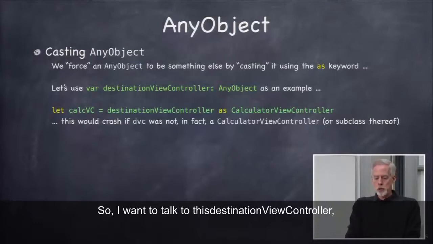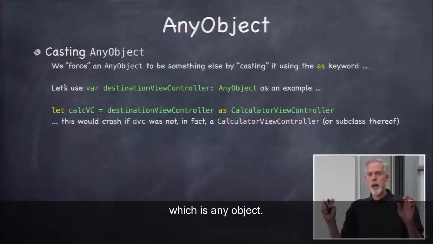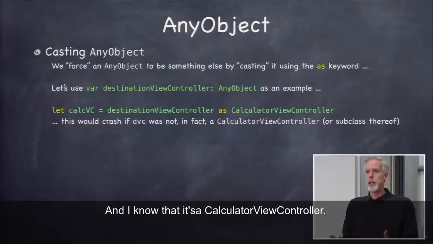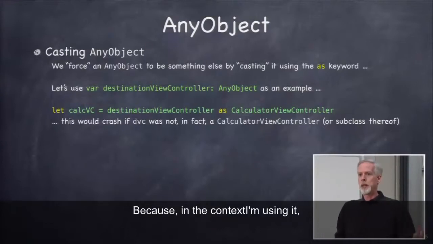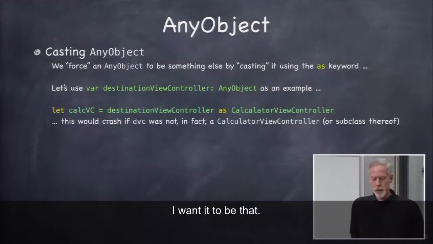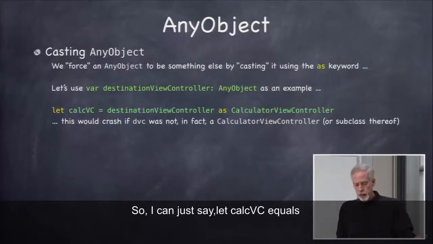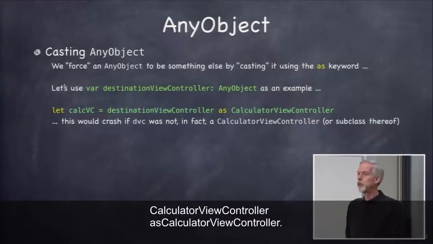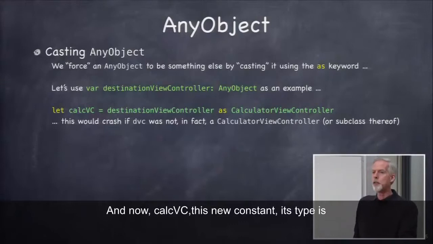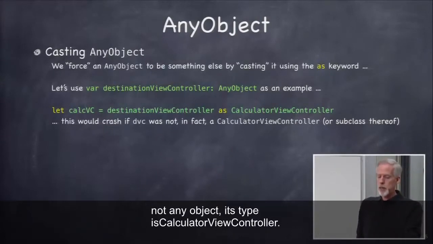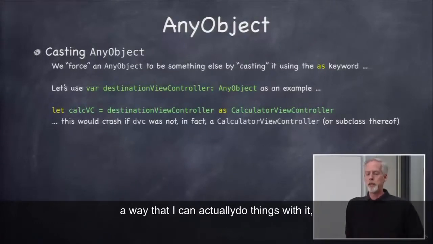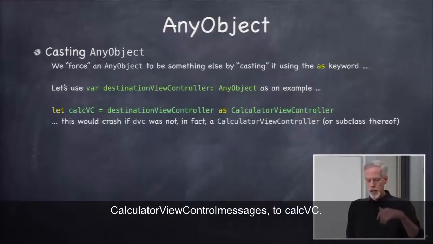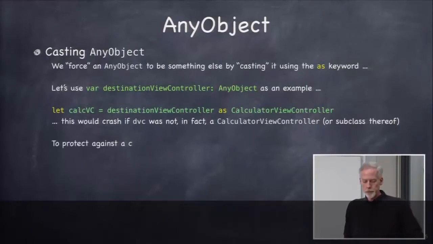So I want to talk to this destination view controller, which is any object, and I know that it's a calculator view controller. And if it's not a calculator view controller, my program should probably crash because in the context I'm using it, I want it to be that. Okay, so I can just say let calc VC equals destination view controller as calculator view controller, and now calc VC, this new constant, its type is not any object, its type is calculator view controller. And so now I've gotten hold of that any object in a way I can actually do things with it, and I can send calculator view controller messages to calc VC.